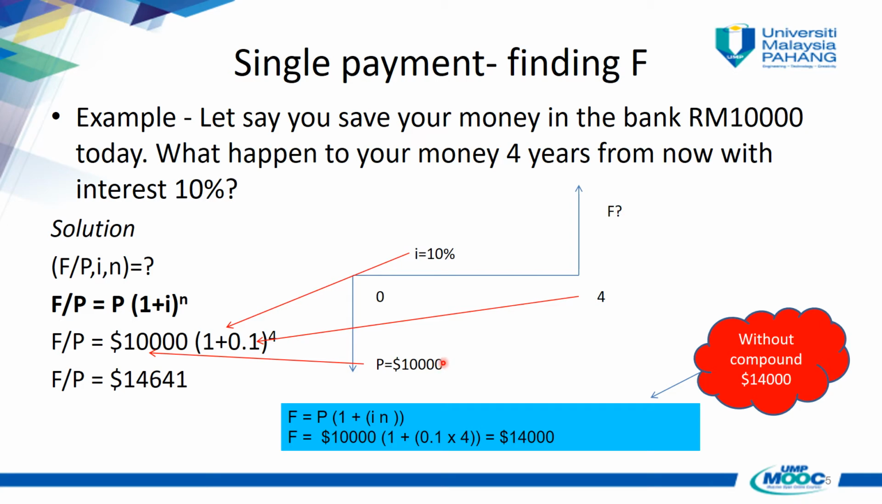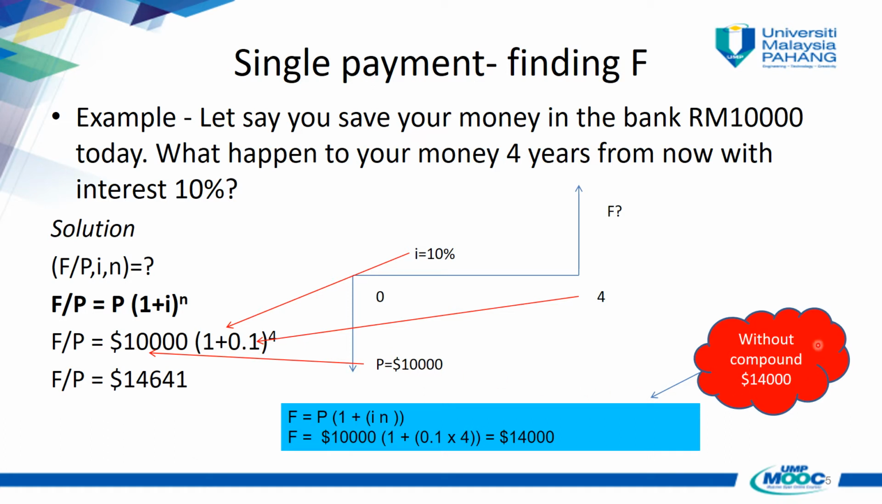So if we insert all of these values into finding F when we know the P, at interest rate i of 10% and n of 4 years, we will see that our money in the future, instead of 10,000, now becomes 14,641 ringgit, 4,000 more compared to 4 years ago, when it was only 10,000.